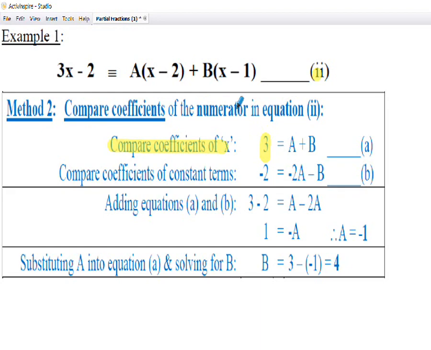On the right hand side, if you consider expanding the brackets here, you would have A times x, so the coefficient would be A on the right hand side, and looking at the second bracket, if you expand it, you would have B times x, so the coefficient is B.